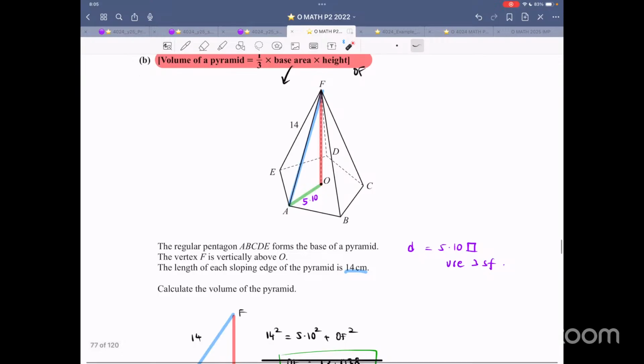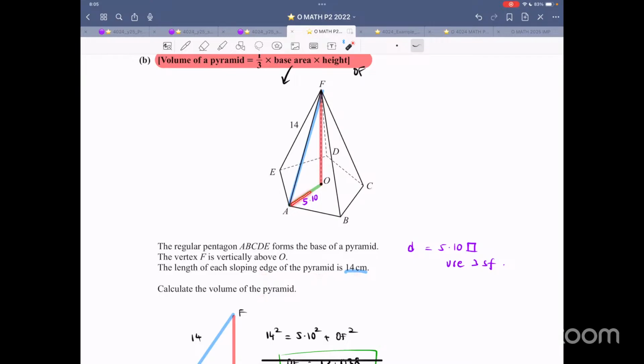So now they're saying the regular pentagon ABCDE, that's the pentagon from the first part, forms the base. The vertex X, the vertex F, is vertically above O. The length of each sloping edge is 14. Calculate the volume of the pyramid.